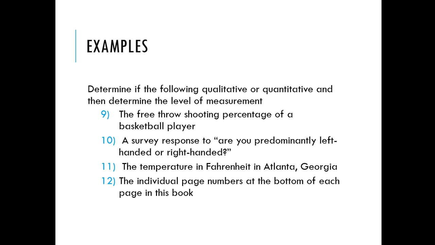So let's do some examples. The free throw shooting percentage of a basketball player. Well, we know that's quantitative because we can do math with it. But the next thing you have to ask yourself, is it ratio or interval? Number 10, a survey response, are you predominantly left-handed or right-handed? That's really a left or right. So we know that's qualitative, and either you're left-handed or you're right-handed. So there's really no order to that. That would be nominal. Temperature in Fahrenheit in Georgia, and the individual page numbers at the bottom of each page in a book.